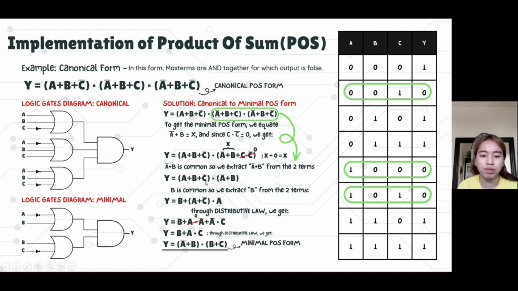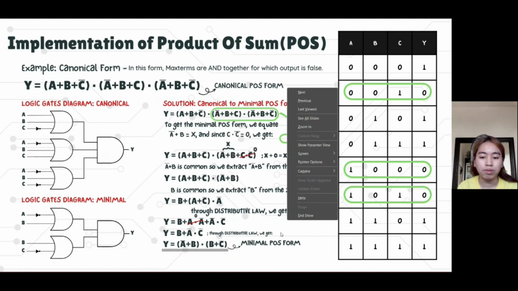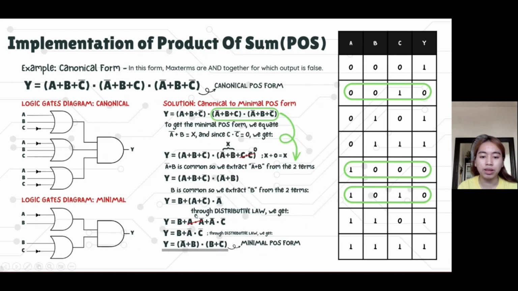We get a plus b plus c complement multiplied to the sum of a complement plus b. Since b is common, we extract b from the two terms. So b plus a plus c times a complement. And through distributive law, we get b plus a times a complement plus a complement times c. Since a times a complement is equal to 0, b plus a complement times c complement is the one left. So through distributive law again, we get y is equal to the sum of a complement plus b multiplied to the sum of b plus c complement, which is the minimal POS form.